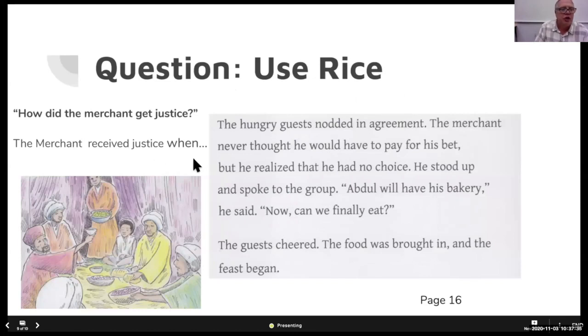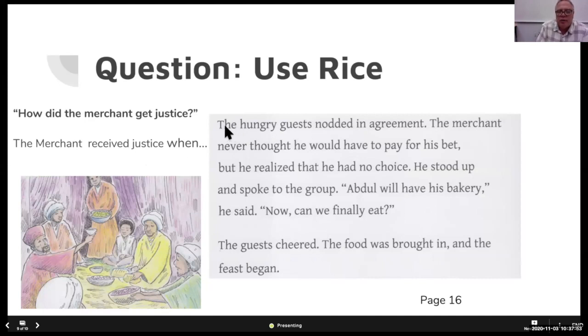Okay, question, let's use Rice. How did the merchant get justice? Well, I'm going to start out the same. The merchant received justice. You see, that's me restating my position. The merchant received justice when? And again, we're on page 16.